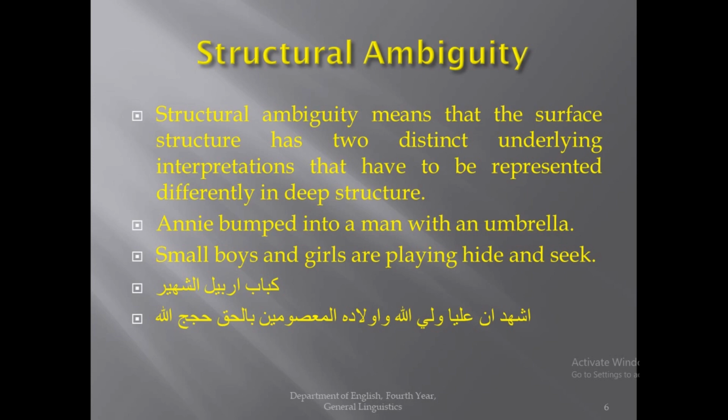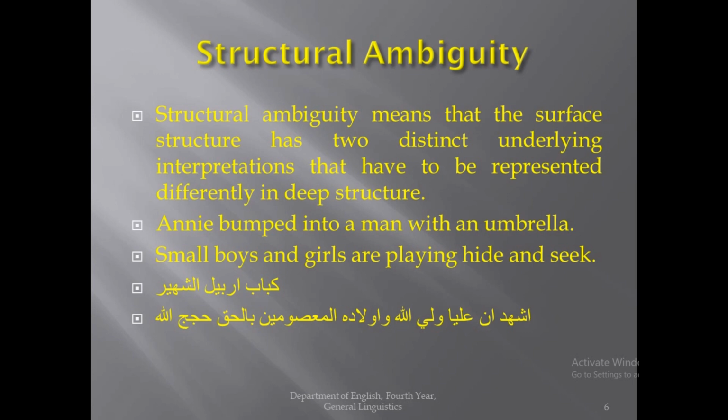So basically, or simply speaking, structural ambiguity is the structure which is ambiguous. What does it mean, ambiguous here? It means it can be a surface structure which can be interpreted into one or more interpretations. Although logically we can easily understand it, sometimes one might ask, why are there two or more interpretations for one surface structure? Now, if we take the example, Anne bumped into a man with an umbrella.